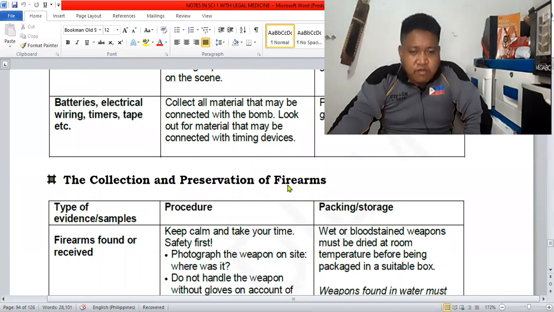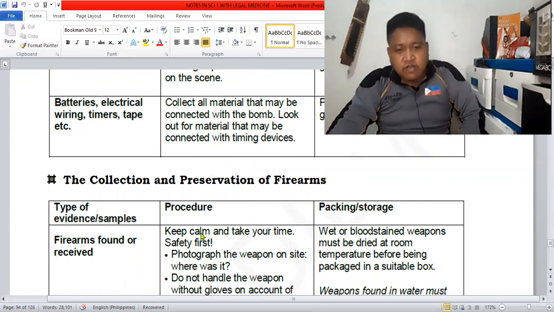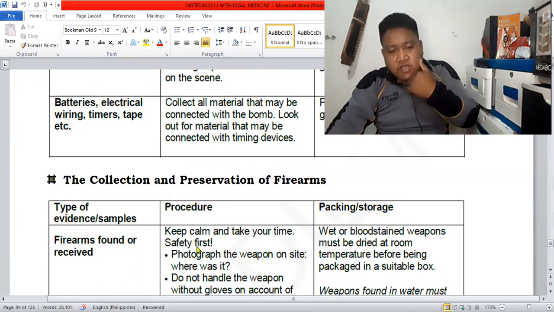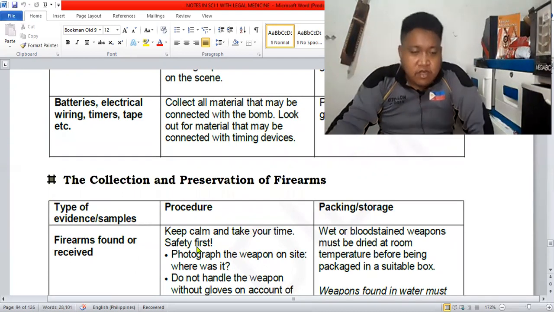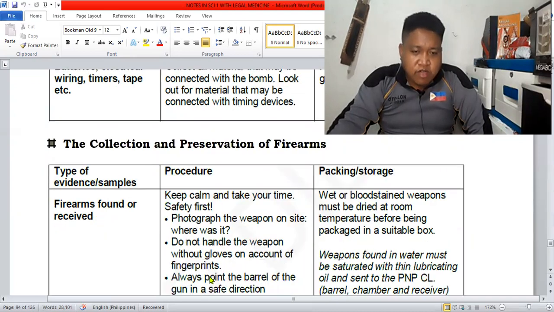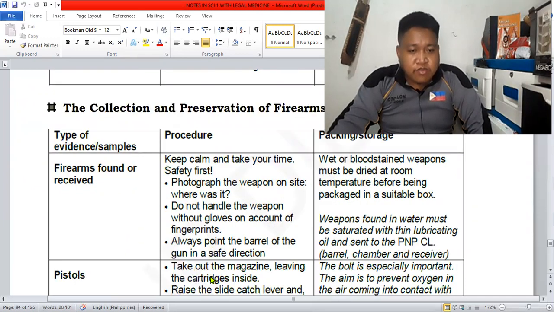The collection and preservation of firearms, this is common. Firearms found or received. Keep calm and take your time. Safety first. A safe shooter is a knowledgeable shooter. Do not forget that. Photograph the weapon on site. Where was it? Do not handle the weapon without gloves on account of fingerprints. Always point the barrel of the gun in a safe direction.